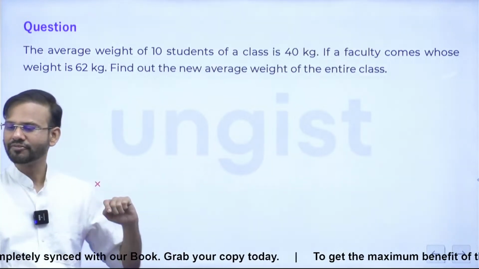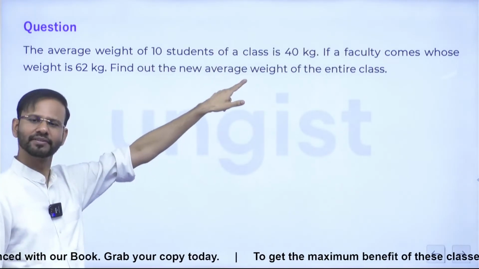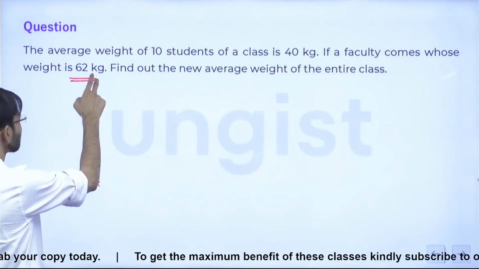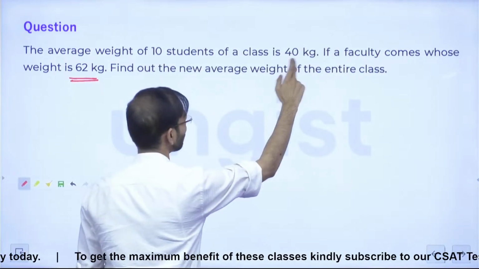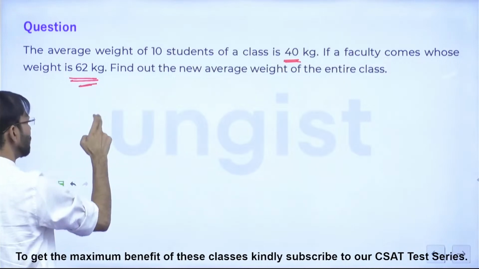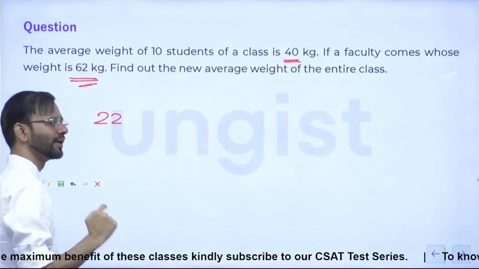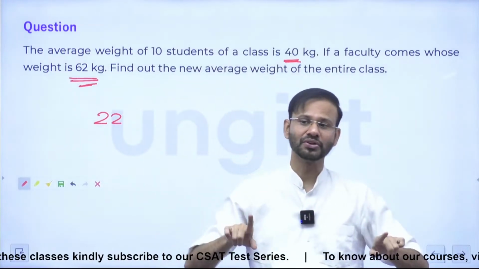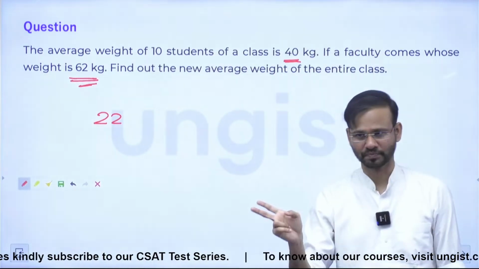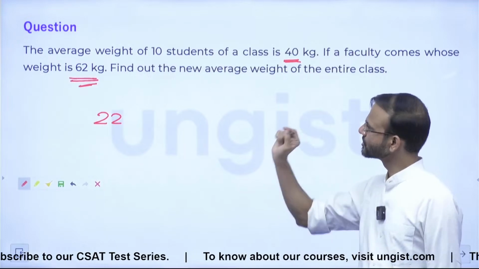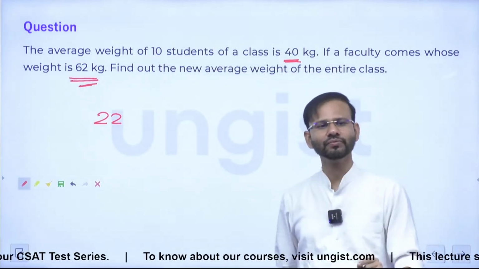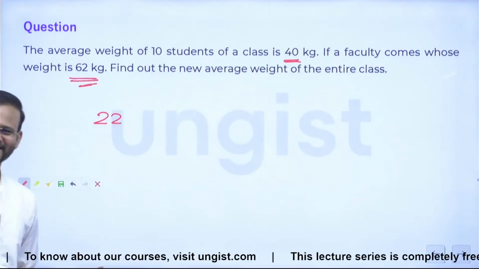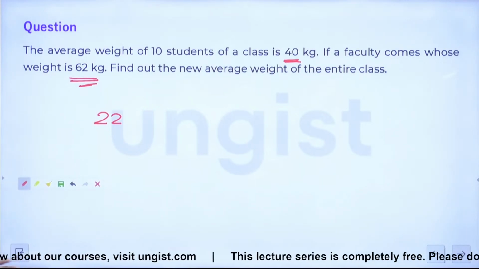Here, the average weight of 10 students is 40 kg given. The 11th person is coming with his weight as 62. 62 means the total contribution is what, guys? 22, and 22 is the positive contribution. That will be distributed among 11 members now. So each member will be getting plus 2. So 40 was the old average and the new average is 40 plus 2, which is 42. Guys, clear? Please note it down.